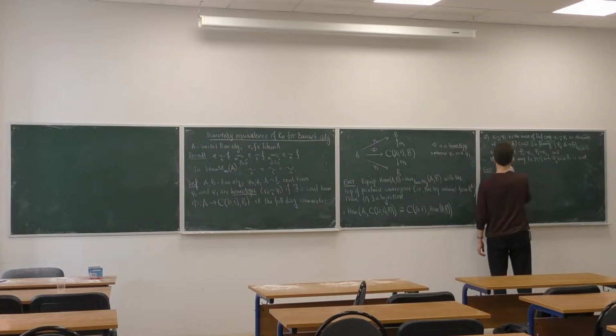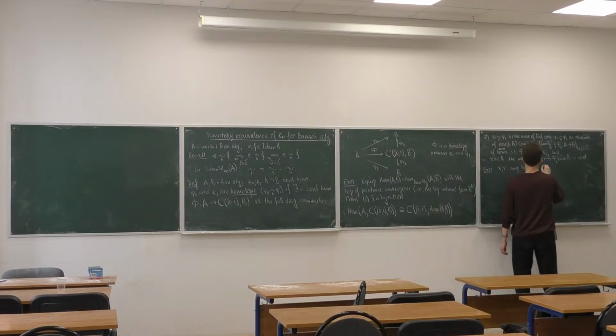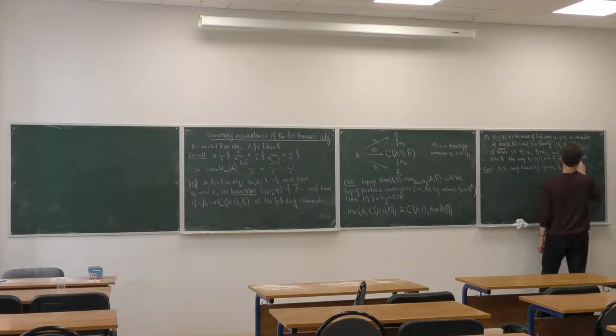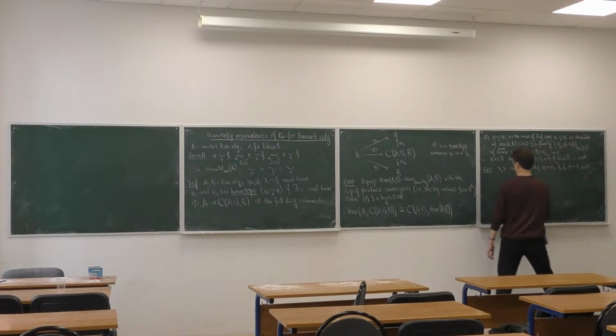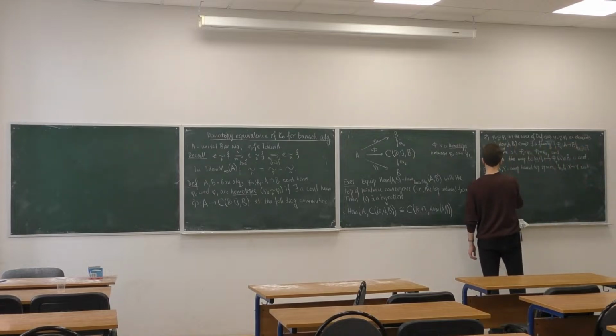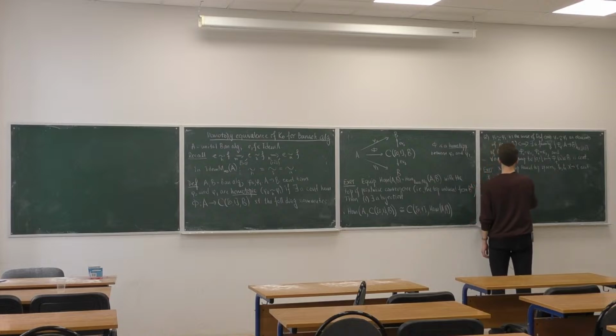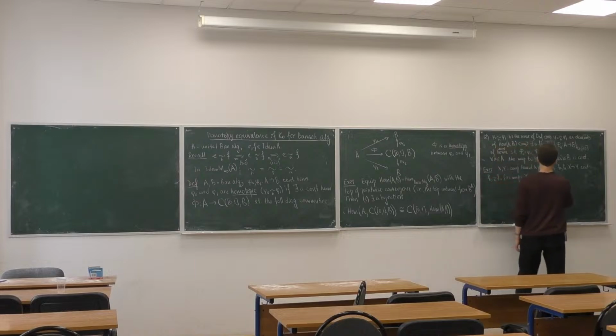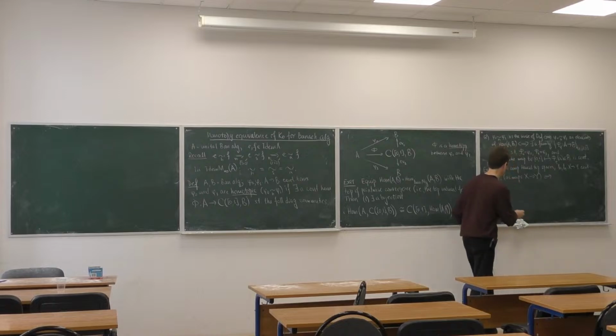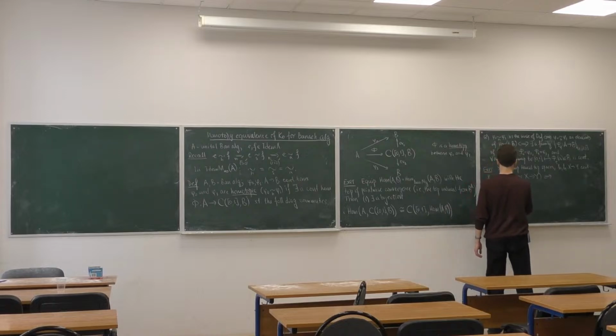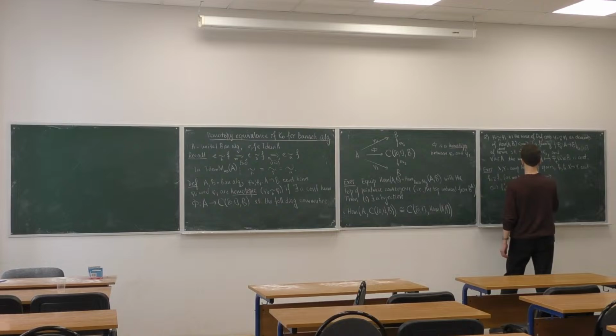If X and Y are compact Hausdorff topological spaces, and phi 0 and phi 1 are continuous maps from X to Y, then they are homotopic as continuous maps in the usual topological sense, that is, as continuous maps from X to Y, if and only if the induced homomorphisms between algebras of continuous functions, phi 0 dot and phi 1 dot, are homotopic as homomorphisms from C of Y to C of X.